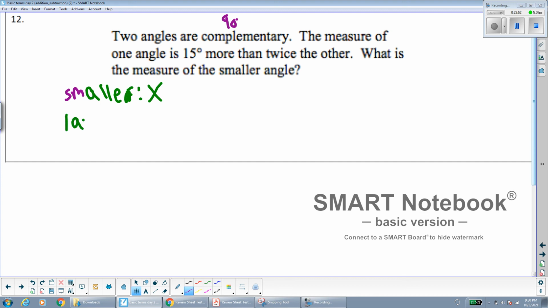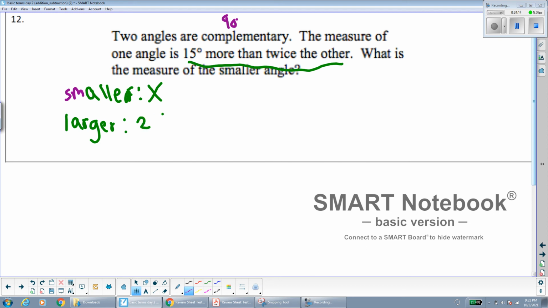And the larger angle, since it's 15 more than twice the other, I see some keywords here. 15 more, that means addition by 15. So it's plus 15 more. And it's also twice the other. So it's 2 times also. So we have a multiplication by 2 and we have addition by 15.